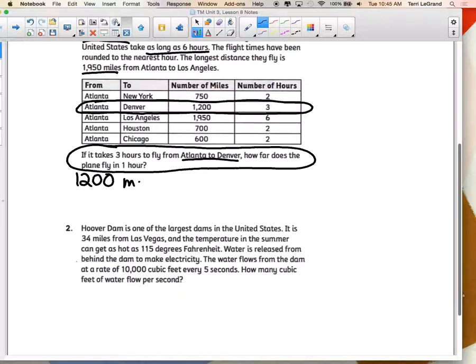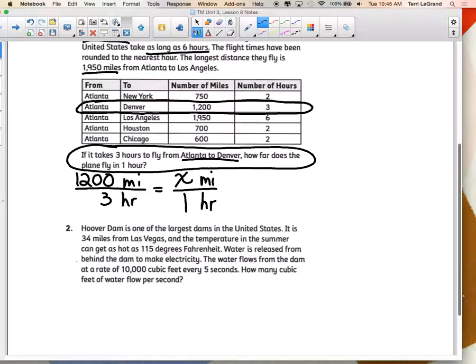Our ratio, the Atlanta to Denver, they went 1,200 miles in 3 hours. They want to know how far the plane went in 1 hour. Well, in the other ratio, we have to have the same comparison going on, miles to hours. So we'll put 1 hour, and it says how far. Well, sure enough, we're solving for how many miles, so we'll put an X for the miles.